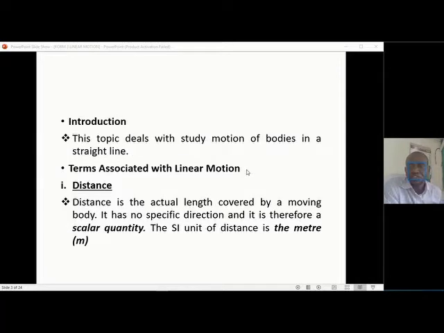So we start with introduction. This topic deals with the study of motion of bodies in a straight line. So the first term we want to define is distance. Distance is the actual length covered by a moving body. It has no specific direction and is therefore a scalar quantity. The SI unit of measuring distance is the meter, given symbol m.